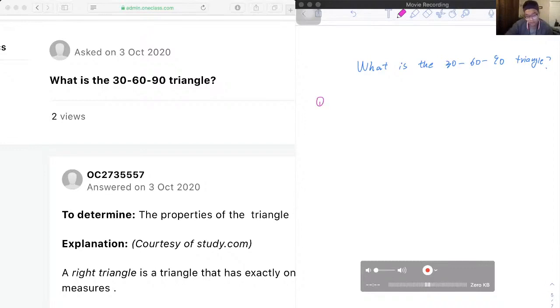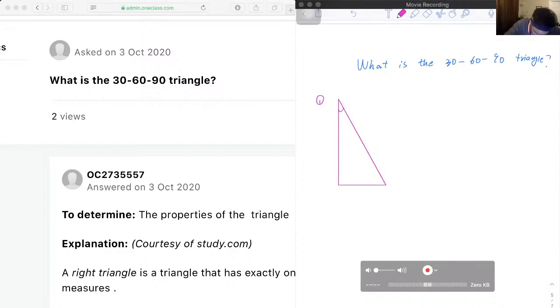The first thing we need to know is that the 30, 60, 90 means the interior angles of this triangle are 30 degrees, 60 degrees, and 90 degrees. And since we have a 90 degree angle, that means we have a right triangle. So first, let's draw the graph of it. It should look something like this. So that's the 30 degree angle, 60 degrees, and 90 degrees. And it is a right triangle.